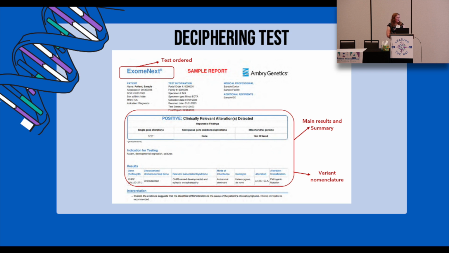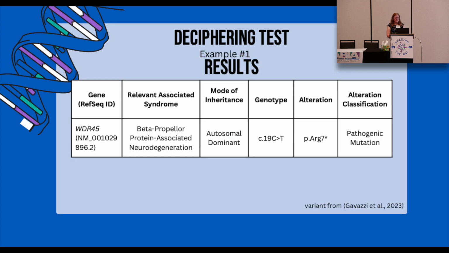And then it will have these results that tell you the specific nomenclature of the variant. And that's kind of what we're going to go into, but I also want to point out the interpretation part, because that's where it kind of gets into what the lab interprets this variant as and can give you more information about how that change impacts the protein that's being made.